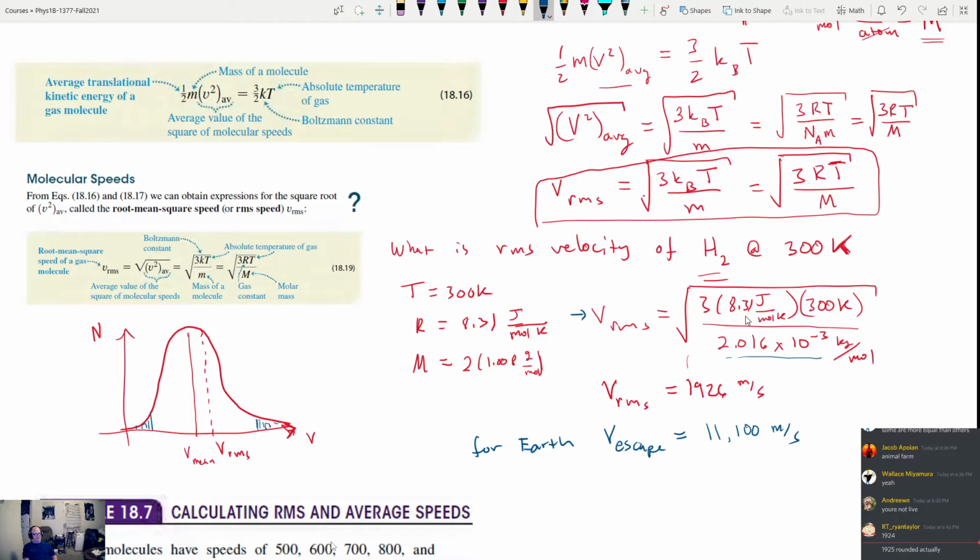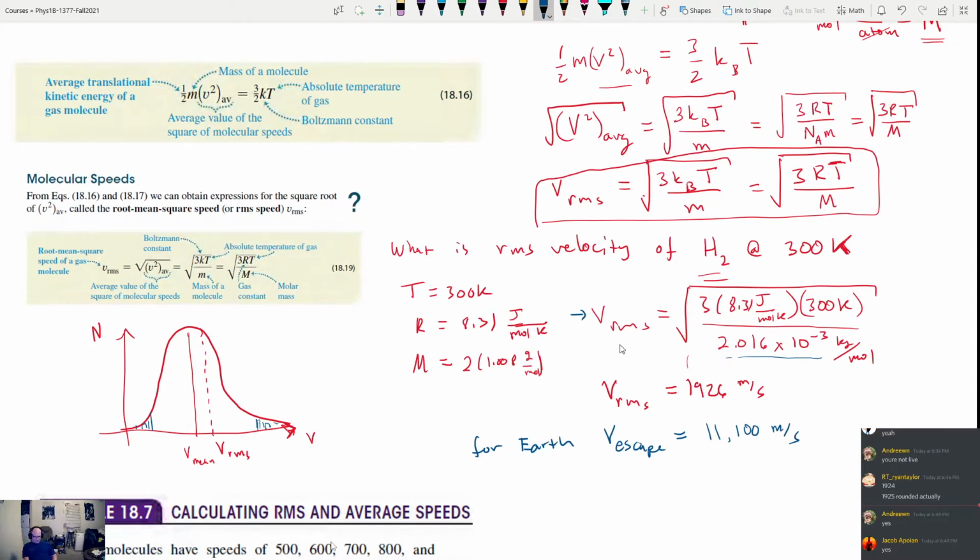R is the same for all the molecules on the planet. And the only thing that's different is this number down here. The smaller this number is, the bigger the RMS velocity is going to be. So molecules that are heavier than hydrogen would have an RMS velocity that's smaller than this. Would you all agree with that statement? Something like oxygen, O2, has a molar mass of like 32, so it's going to be a lot slower. We're going to calculate that it's about 500. It's about 4 times slower than this.